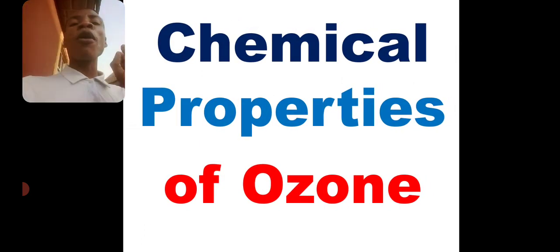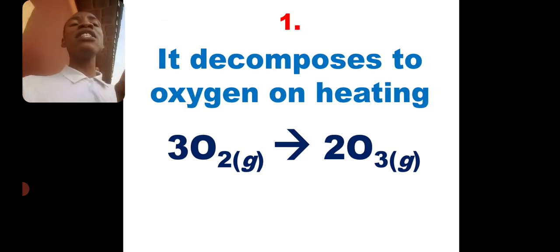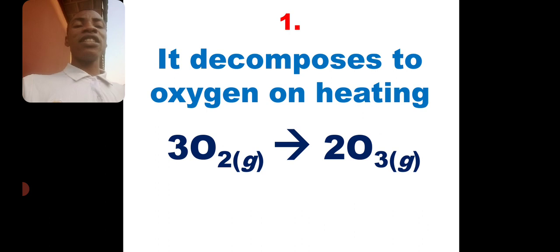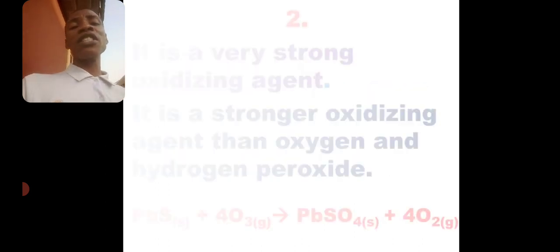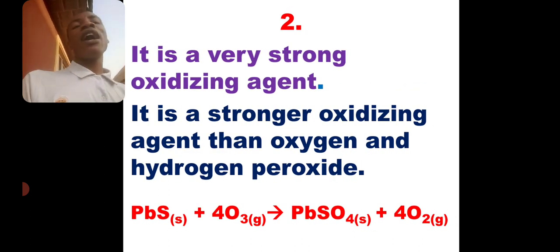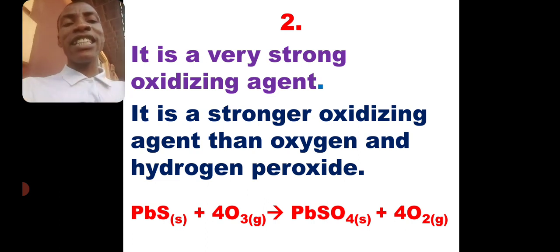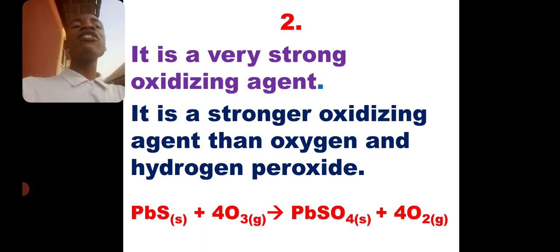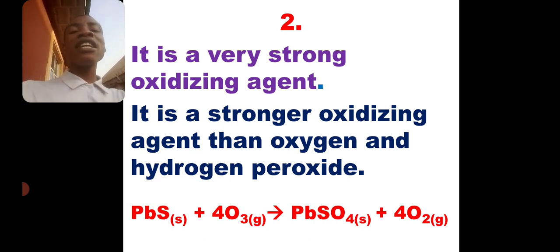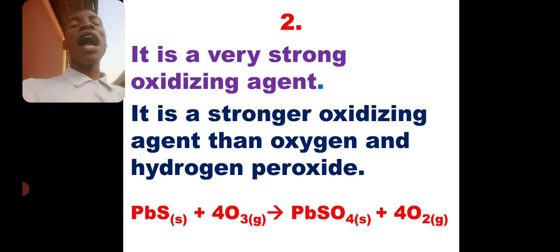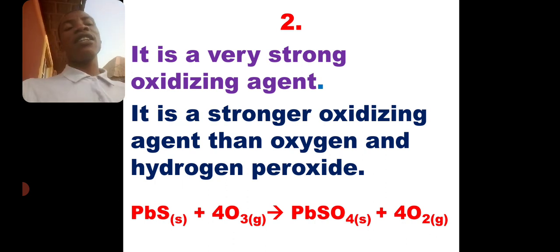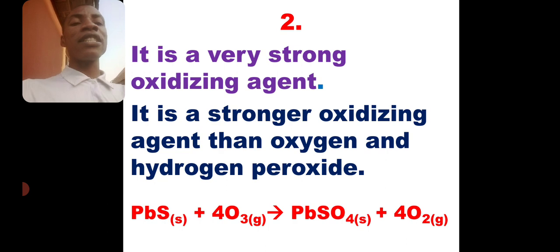What are the chemical properties of ozone? Number 1, ozone decomposes on heating to oxygen. It decomposes rapidly to oxygen at high temperature, and it's a very strong oxidizing agent. In fact, it is a stronger oxidizing agent than oxygen and also hydrogen peroxide. As you can see in this equation under, ozone converts black lead-2 sulfide to white lead-2 sulfate, releasing oxygen in the process.